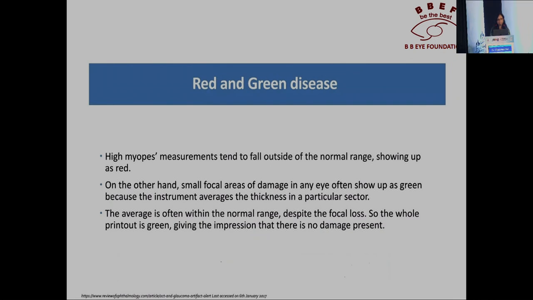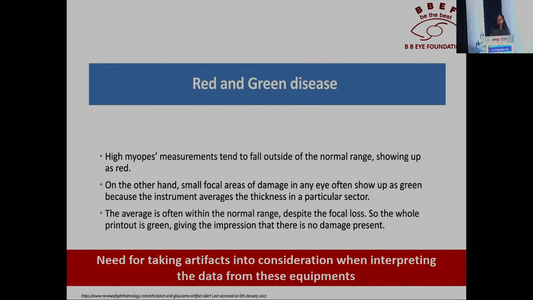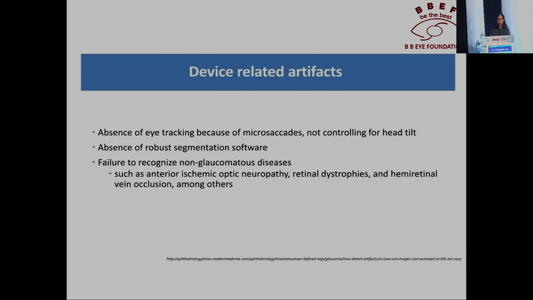On the other hand, small focal areas of damage in any eye often show up as green because the instrument averages the thickness in a particular sector. So there's a need for taking artifacts into consideration when interpreting the data from these equipments. So device-related artifacts: absence of an eye tracking system, not controlling of the head tilt, absence of robust segmentation software in the OCT, and failure to recognize non-glaucomatous disease, such as my other speakers will be talking to you about: anterior ischemic optic neuropathy, retinal dystrophies, and hemiretinal vein occlusion, amongst others.